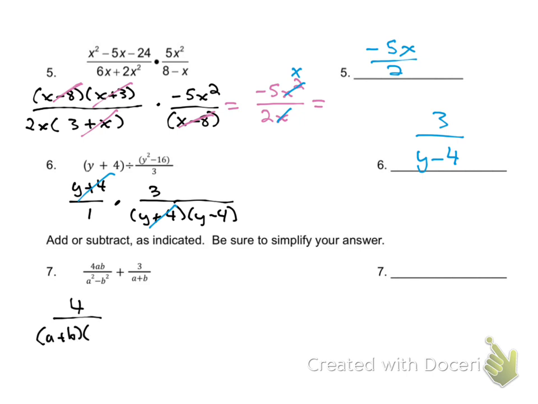Number 7, that will be 4a plus b times a minus b plus 3 over a plus b. So I need to multiply this right side by a minus b, so that will give me 4 plus 3a.